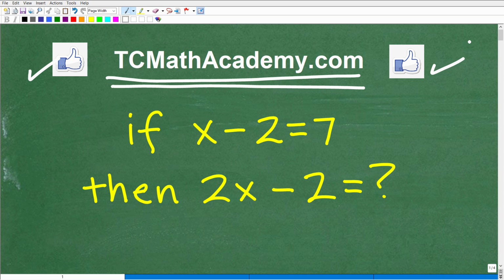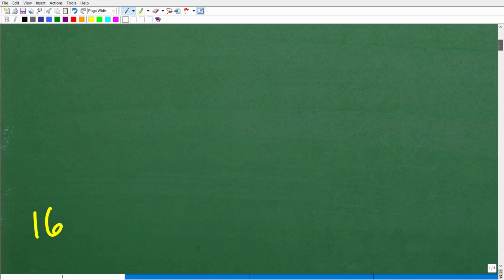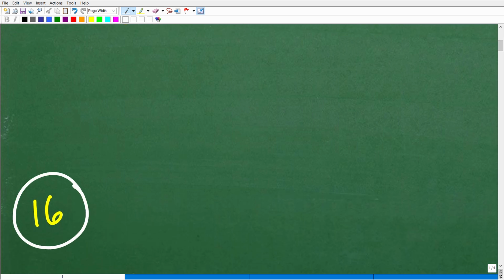Okay, so here we go. If x minus 2 is equal to 7, then 2x minus 2 is equal to what? What is that value? Well, the answer is 16. Hopefully most of you out there got this correct. Don't feel bad if you didn't get this right.